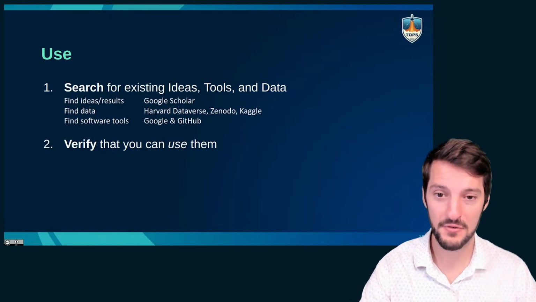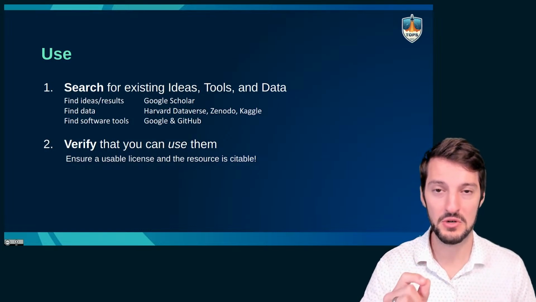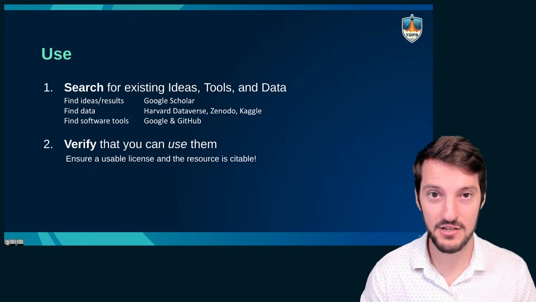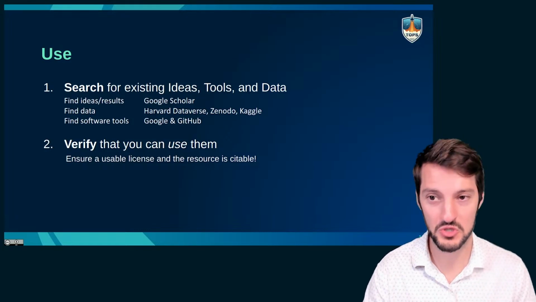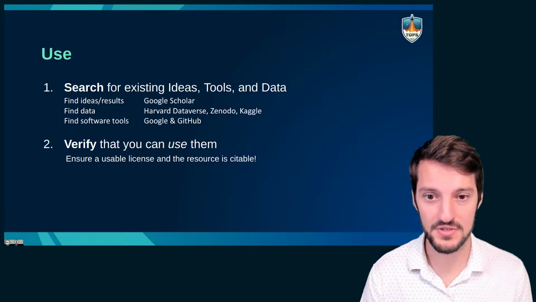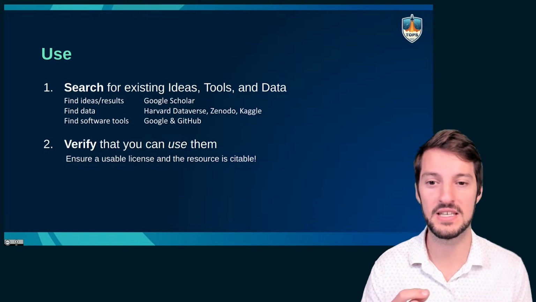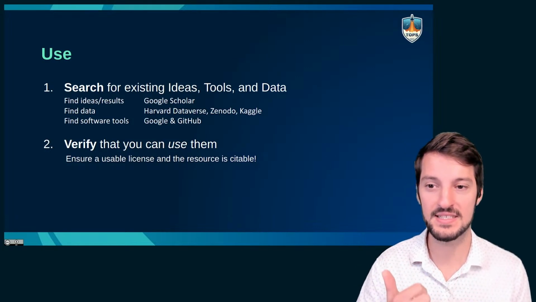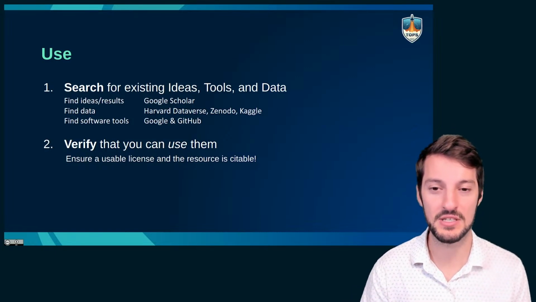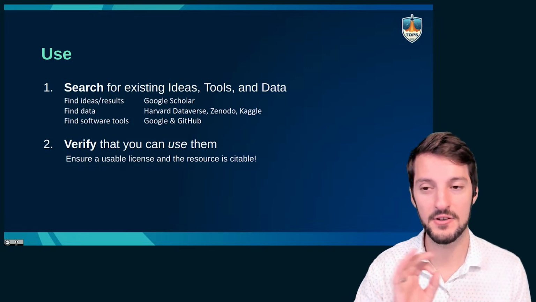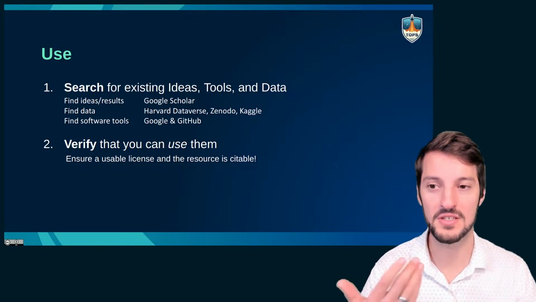And then to verify that you can use something, you're going to want to be able to thoroughly investigate the metadata related to that thing. And importantly, you're going to want to ensure that the thing you want to use has a license that permits you to use it. So you want to ensure a usable license and that the resource is citable. Those are 2 things that we need to verify in order for us to use an existing product, dataset, code, and so on and so forth.